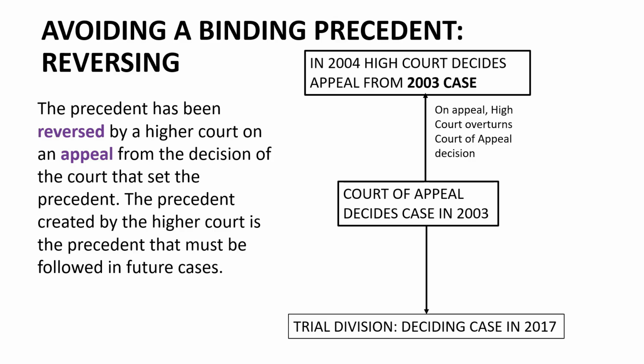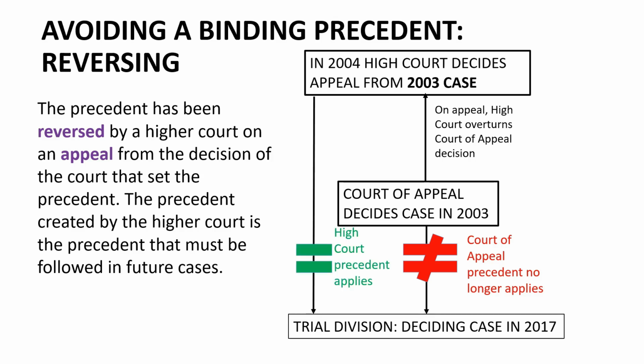Let's now suppose that after hearing the appeal in 2004, the High Court decides that the decision of the Court of Appeal is incorrect. In that case, the High Court will reverse, that is, overturn, the Court of Appeal's decision, and the effect of this is that the precedent established by the Court of Appeal in 2003 no longer applies. Instead, the precedent established by the High Court when it reverses the Court of Appeal's decision applies.